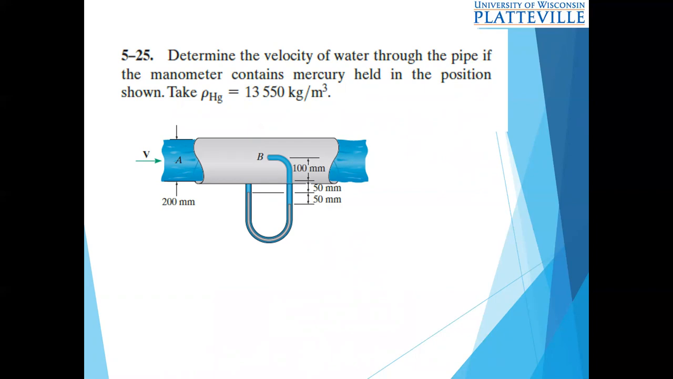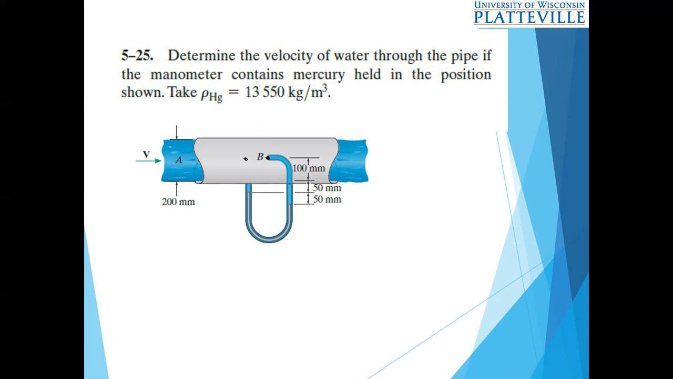So we can write the manometer equation between point A and B. A is about somewhere here, and B is exactly at the beginning of the tube, and then write Bernoulli's equation. All right, so let's start with the equation for manometer.